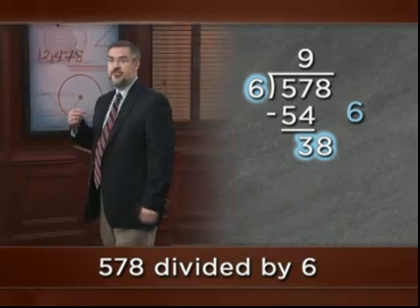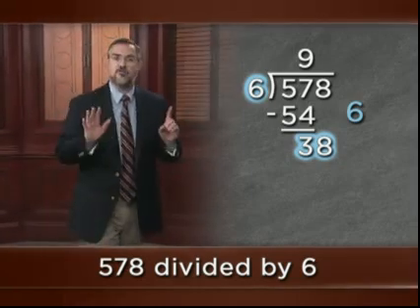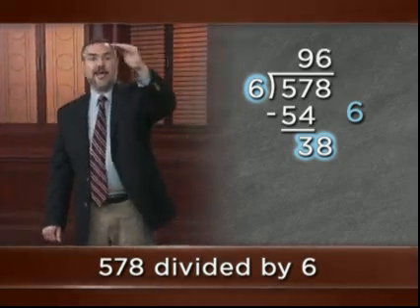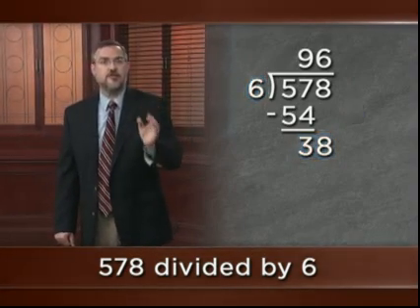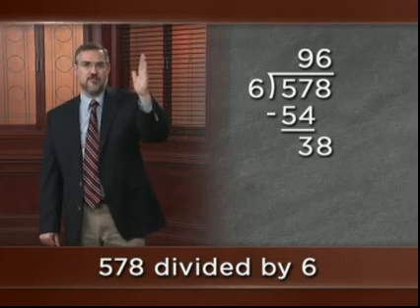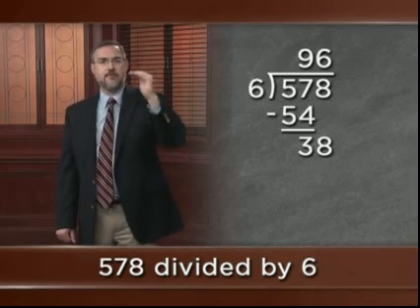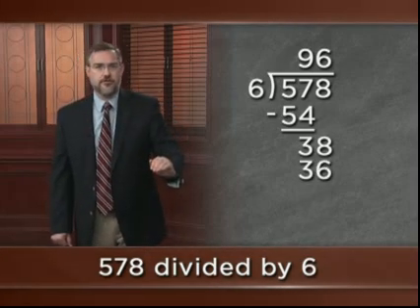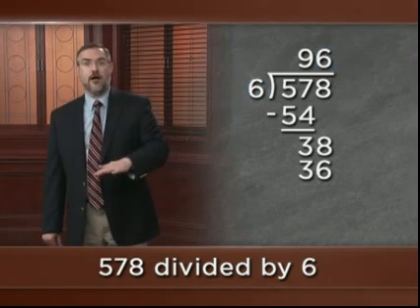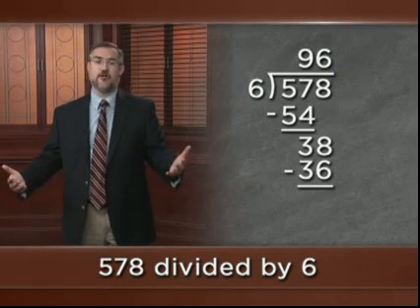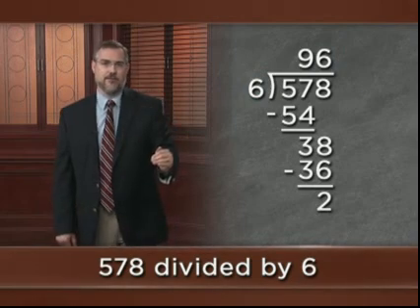Now, since 6 goes into 38 exactly 6 times, I'm going to write a 6 above in the answer line, in the quotient line, and I'm going to write that 6 just above the 8 that's in the dividend, because that's the last digit I've used up to this point. Then I'm going to write a 36 under the 38, since 6 times 6 equals 36. And now I'm going to subtract, just as I've been doing all of these problems, and that gives me a 2 at the bottom of my work.